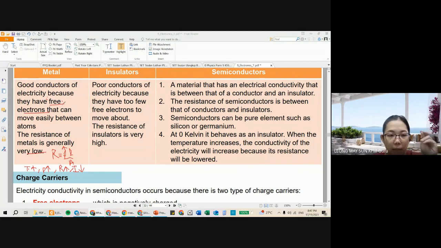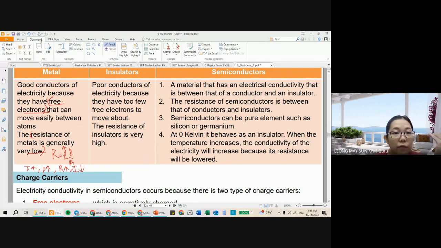Now back to here, metal. Metal over here is going back again to the general case, which follows Ohm's law. So metal is a good conductor of electricity because it has free electrons and the resistance is generally low.